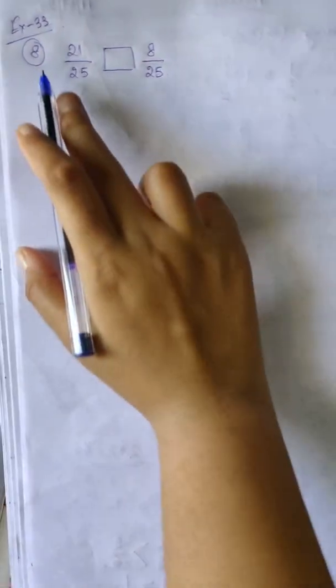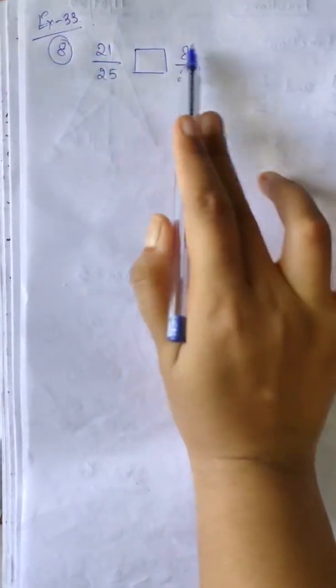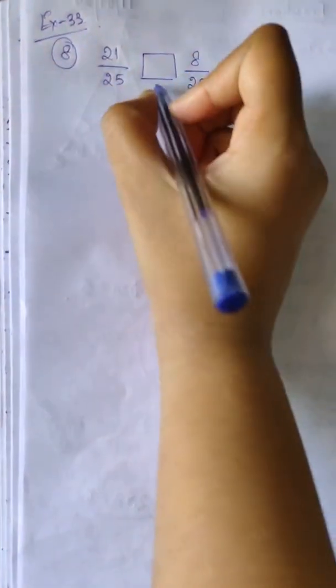Now let us move to exercise 33. I have taken sum number 8. The first 9 sums say to put the correct symbol, greater than or less than, in the placeholder, right? So I have taken sum number 8. So we will see which of them is greater. See, here the denominators are equal, so we need not worry about the denominators. So we will next see the numerators. Here the numerator 21 is greater than 8. So we can say that this fraction is greater than this fraction.